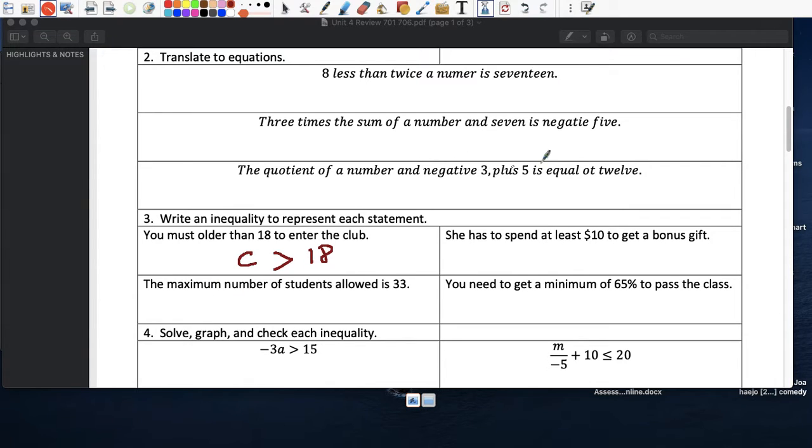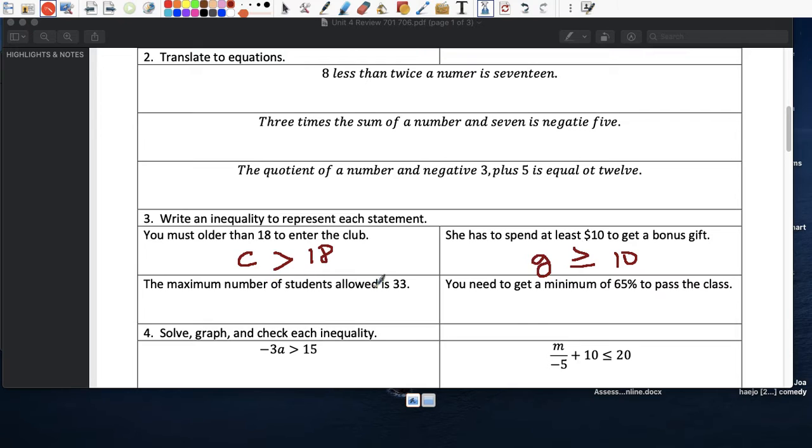No. You have to spend at least $10 to get a bonus gift. So let's use G and 10. So to get that gift, I have to spend something that is at least 10, which means if I spend 10, I get it. And if I also spend above 10, I also get the gift.